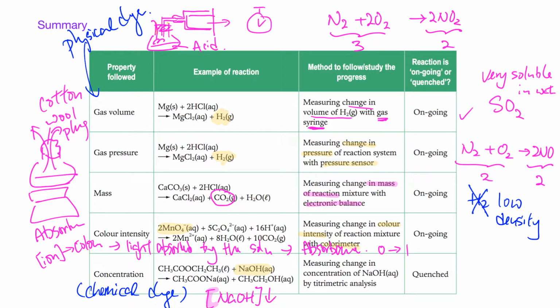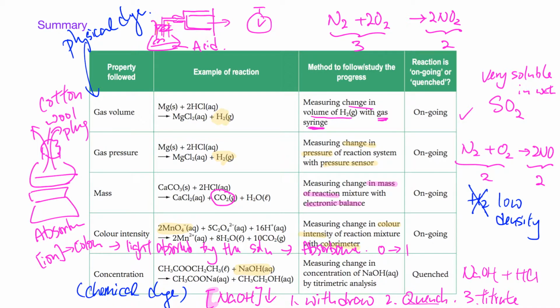So normally the titrimetric analysis has 3 steps. We have to withdraw, we have to quench, and then we have to titrate. When it titrates, in this case NaOH, we will then use acid to titrate with it. So this one is a chemical reaction in the process.